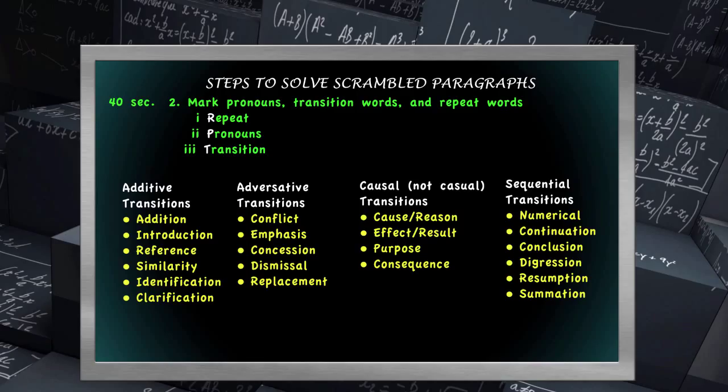There are also causal transitions, which can be in compare and contrast, but oftentimes in explanation as well. And then there's sequential transitions, and you'll often see the sequential transitions obviously in chronological paragraphs. Let's look in more detail at each of these categories.